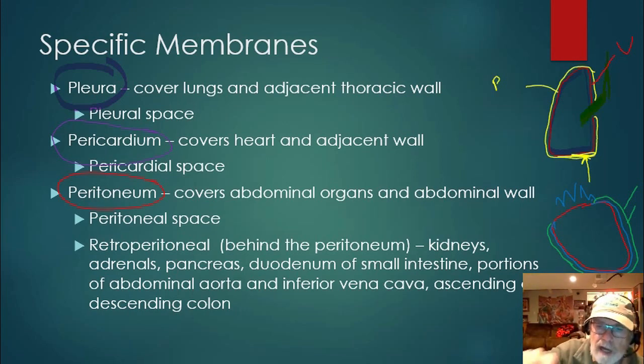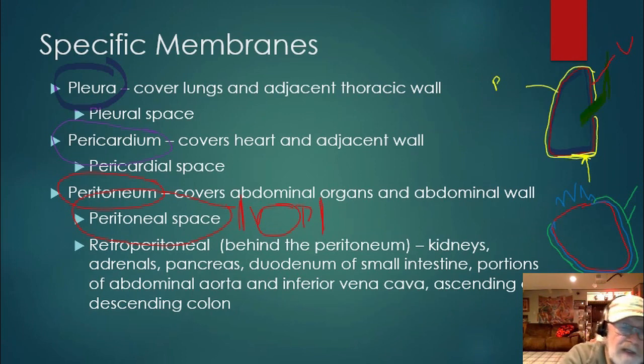So the part of the peritoneum that lines the inside of the abdominal wall is called the parietal peritoneum. But once it folds back and starts to cover all the organs inside, it's called the visceral peritoneum, because visceral means organ, parietal means wall, okay? And between the visceral peritoneum and the parietal peritoneum is the peritoneal space, which is filled with a little bit of fluid to let the intestines and stuff move around. So visceral, parietal: parietal's here, visceral's here, the space in between is the peritoneal space.